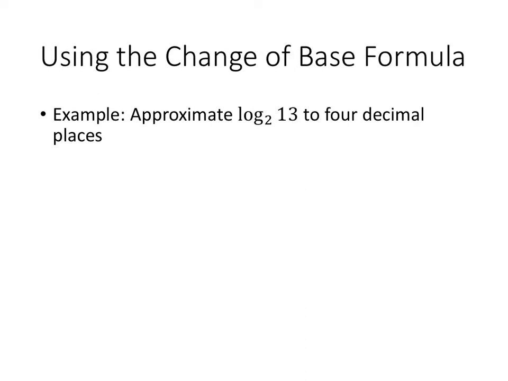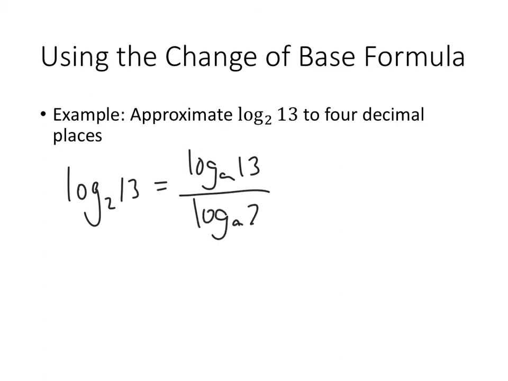Before we talk about why the change of base formula works, let's look at a quick example of how to use it. Let's say we wanted to know what the log base 2 of 13 is to four decimal places. According to the change of base formula, the log base 2 of 13 is the log base a of 13 divided by the log base a of 2 for any value of a we like. And again, remember that rule. The 2 is the base of the logarithm on the left-hand side, so that's on the bottom of the fraction. And the 13 is inside the logarithm on the left-hand side, so that's on the top of my fraction.